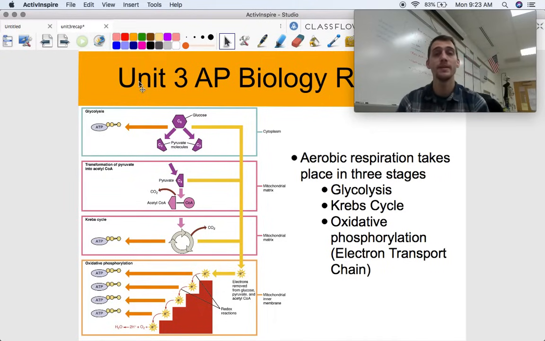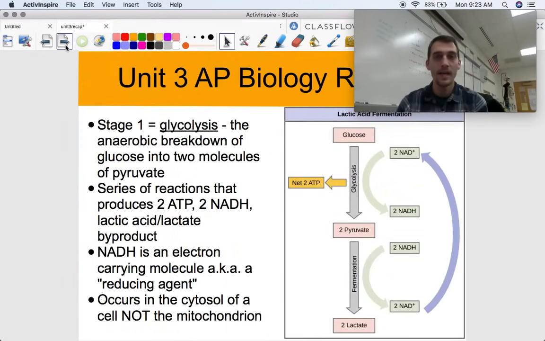Aerobic respiration takes place in 3 stages: glycolysis, the Krebs cycle, and what we call oxidative phosphorylation, or the electron transport chain. Here's glycolysis. I pointed this out before. This is step 1. Everybody does glycolysis. Every single living thing does glycolysis. Doesn't matter if it's anaerobic or aerobic. It's the anaerobic breakdown of glucose into 2 molecules of pyruvate. It's a series of reactions that produces 2 ATP, and 2 NADH.